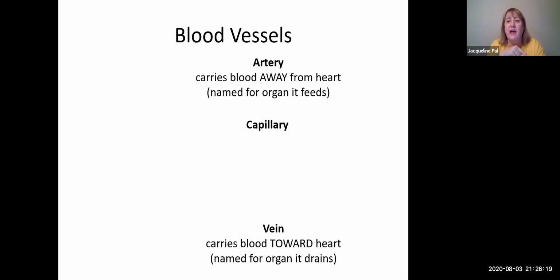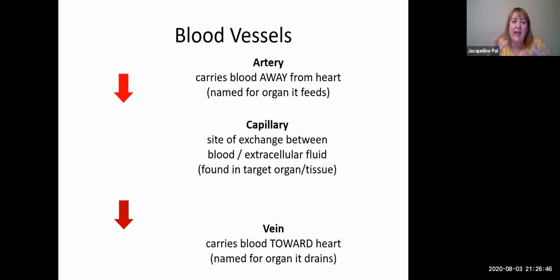In contrast to that, veins are carrying blood back towards the heart, and they're also named for the organs they're draining. So just like there's a splenic artery taking blood in this direction towards your spleen on the left upper quadrant in the abdomen, there's a splenic vein which is carrying blood away from the spleen. And in between arteries and veins are our capillaries. And capillaries are where we are exchanging things, where we're dropping off nutrients and we are picking up waste. So it's going to be found in whatever that organ is, not on the outside of it, but inside it.